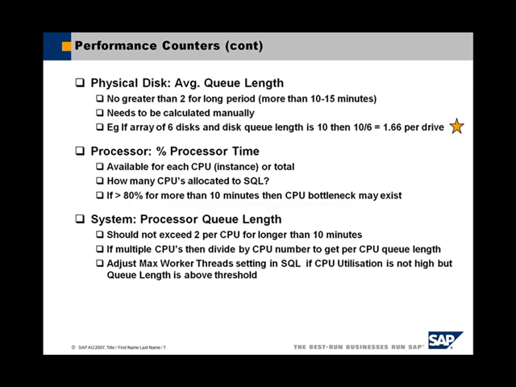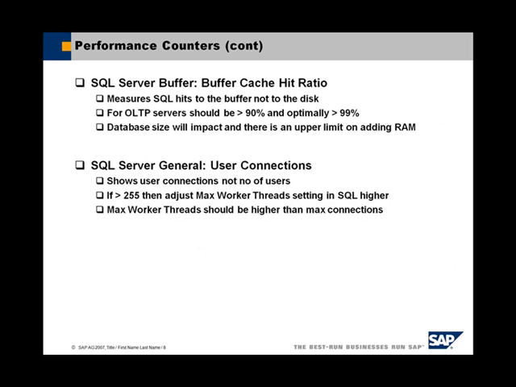Alrighty. Then we have our SQL Server buffer. And we looked at our buffer cache hit ratio, which was measuring how many times SQL goes to the buffer and not to the disk. For an online transaction processing server, this should be greater than 90% and optimally greater than 99%. So more than 99% of the time, SQL Server will be hitting the buffer to access the data.